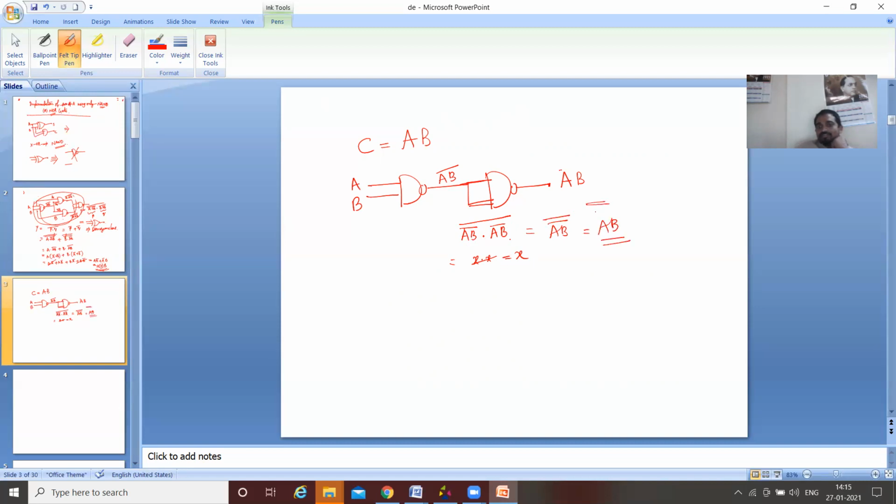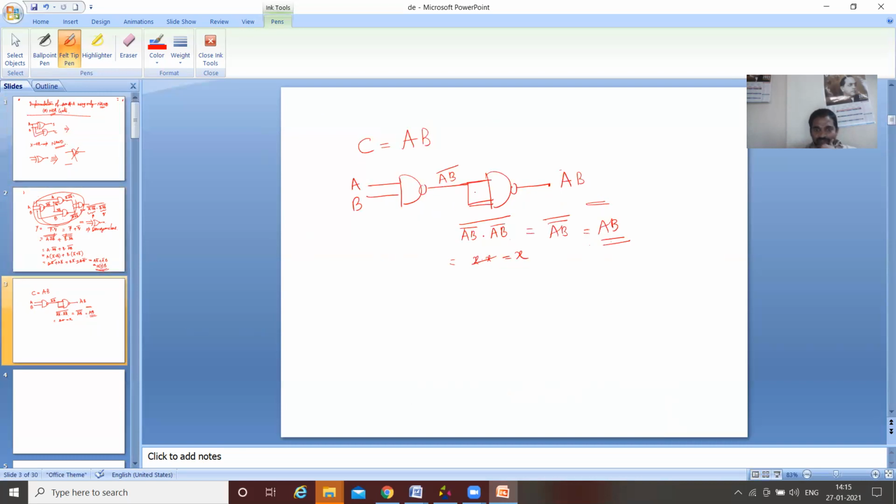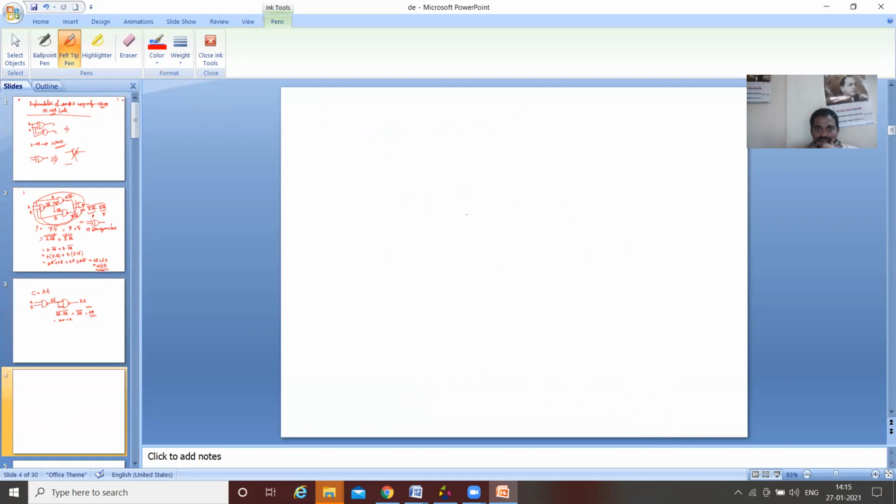And so we implemented the exclusive OR gate using only NAND gates here, and we implemented the AND gate here. So therefore, the combined implementation of the half adder using only NAND gates.